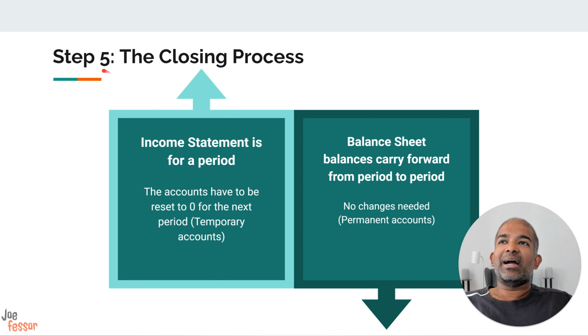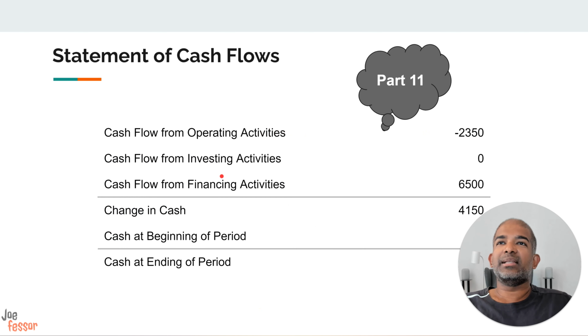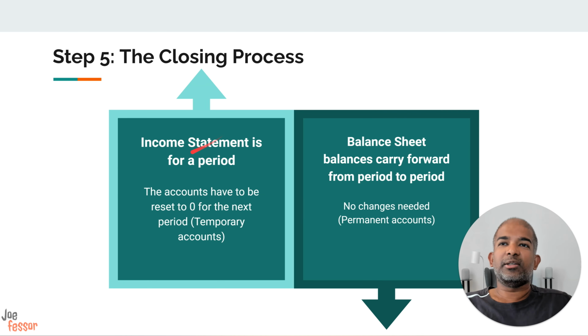The final step in the whole accounting cycle is the closing process. Why do we need a closing process if we've already created the financial statements? We just created the income statement for the month of January, right? Using our example, we just created all these statements for the month of January.